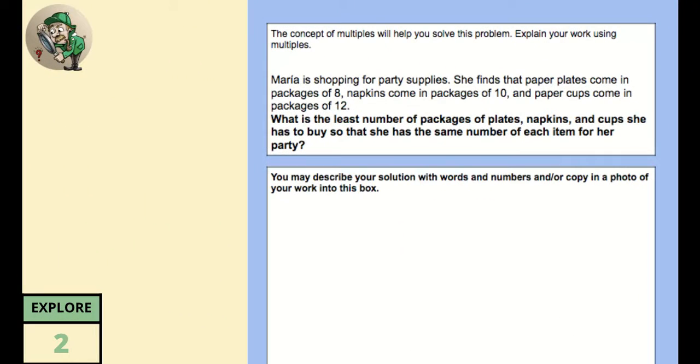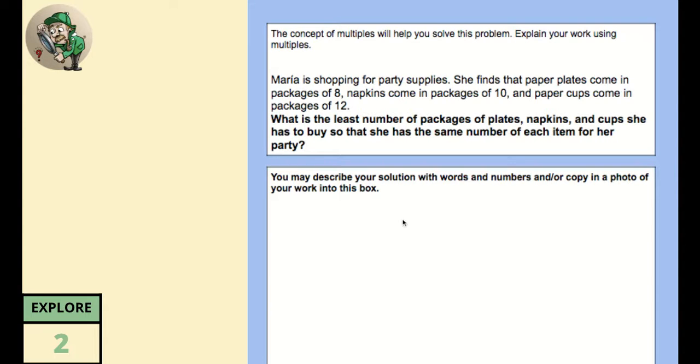The second part is a word problem about Maria shopping for party supplies. It says Maria is shopping for party supplies. She finds that paper plates come in packages of 8, napkins come in packages of 10, and paper cups come in packages of 12. And the question is, what is the least number, meaning the smallest number, of packages of plates, of napkins, and of cups she has to buy so that she has the same number of each item for her party?